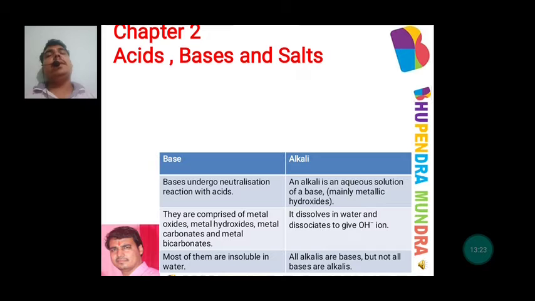So bases and alkalis, the difference between base and alkalis. Bases undergo the neutralization reaction with acids, but alkalis are the aqueous solution of base, mainly metallic hydroxide.